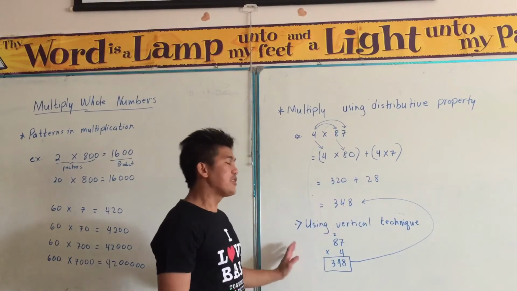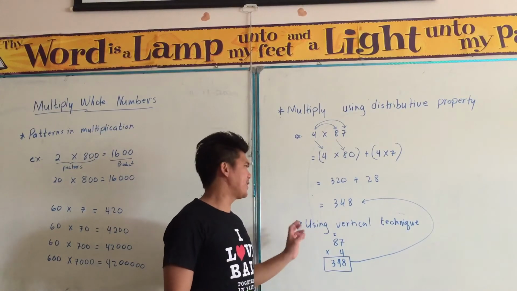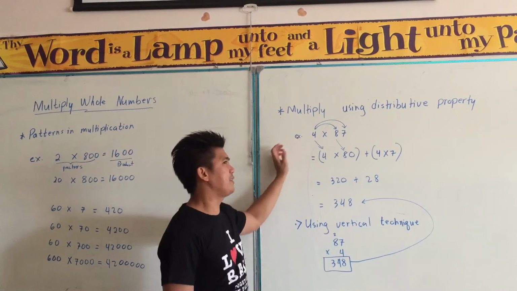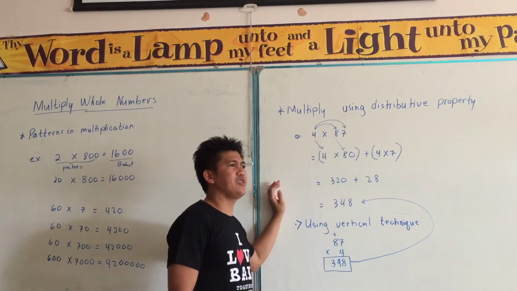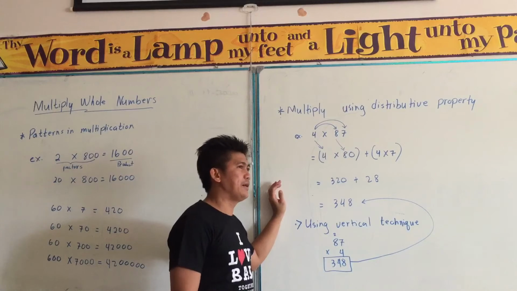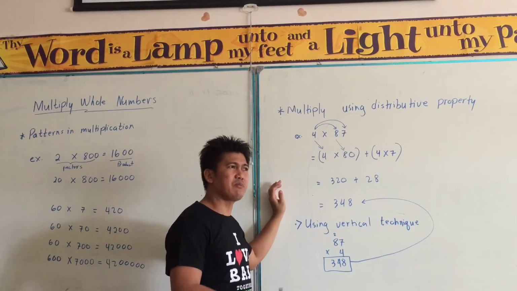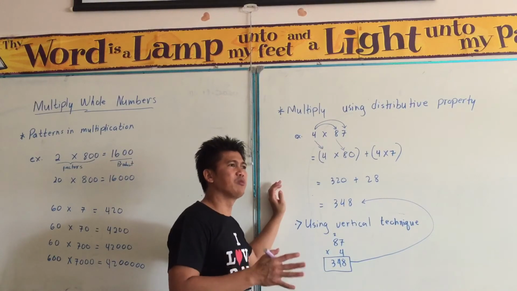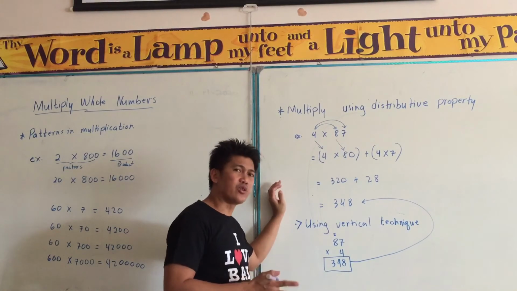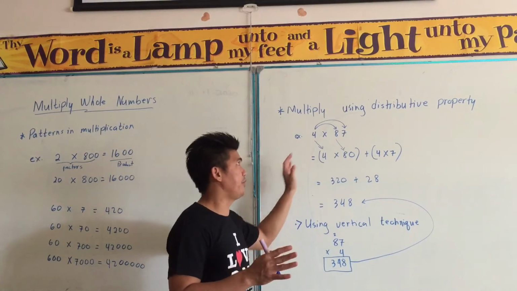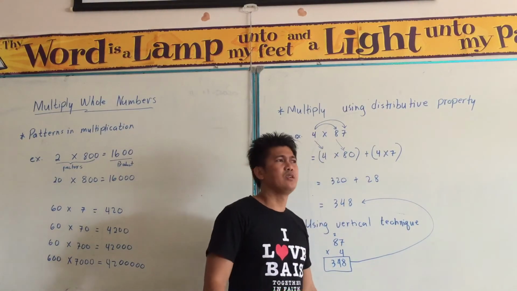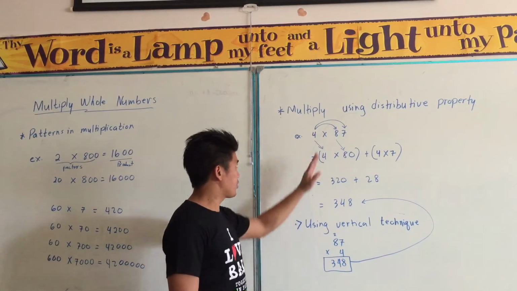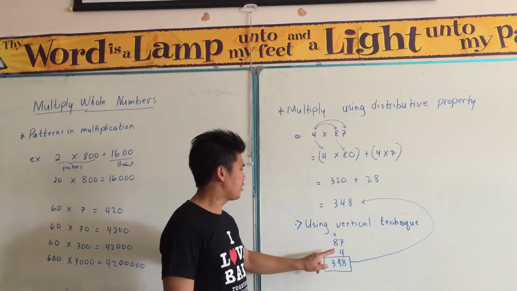And there's another technique. We call this the vertical technique. This is actually the most common technique used to solve multiplications, because sometimes there are so many digits involved in the factors, and it's hard for you if you follow the distributive property. So you have to use the vertical technique. So just write 87 times 4.